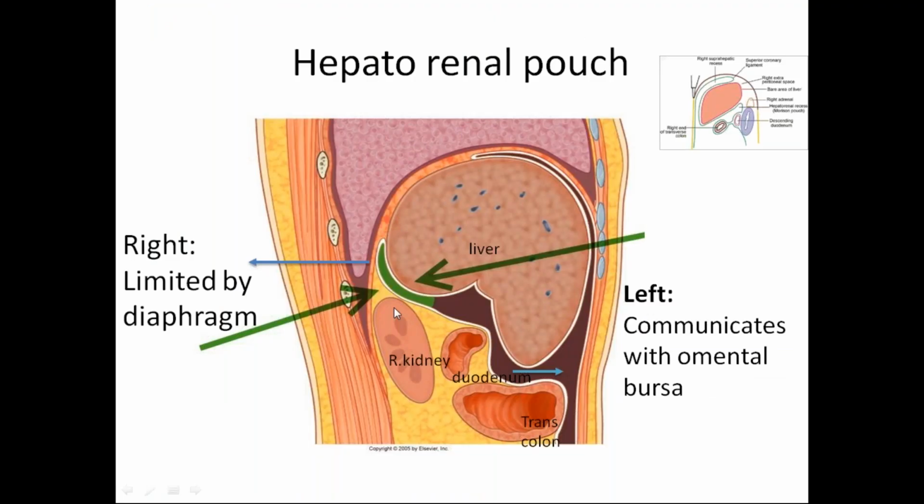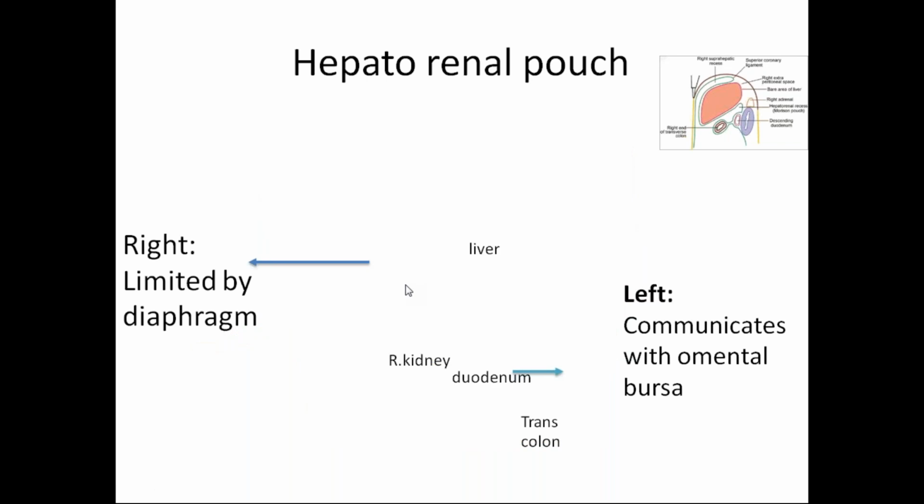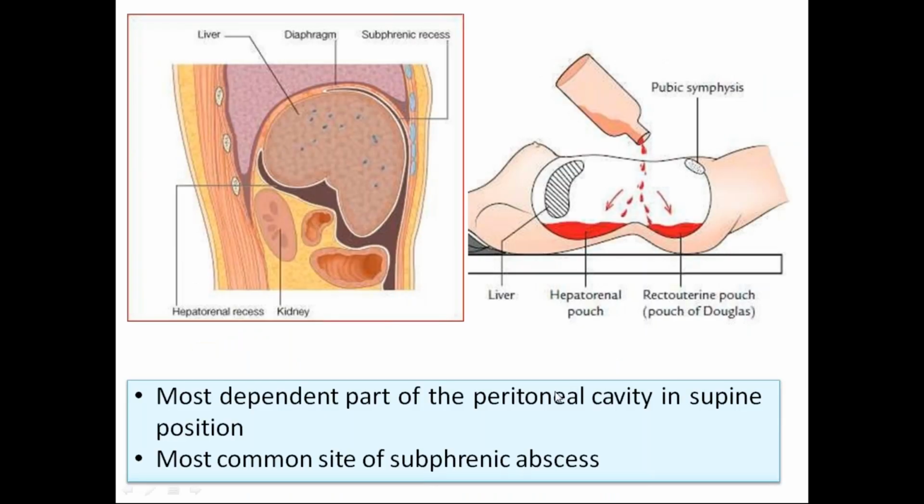You can see here, on the right side this hepatorenal pouch is limited by the diaphragm. On the left side, it communicates with the omental bursa. This hepatorenal pouch is the most dependent part of the peritoneal cavity in lying down position, and it is also the most common site of subphrenic abscess.